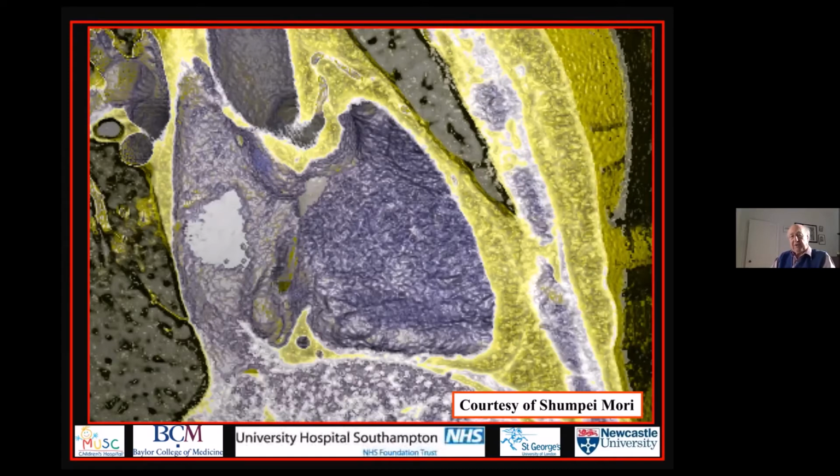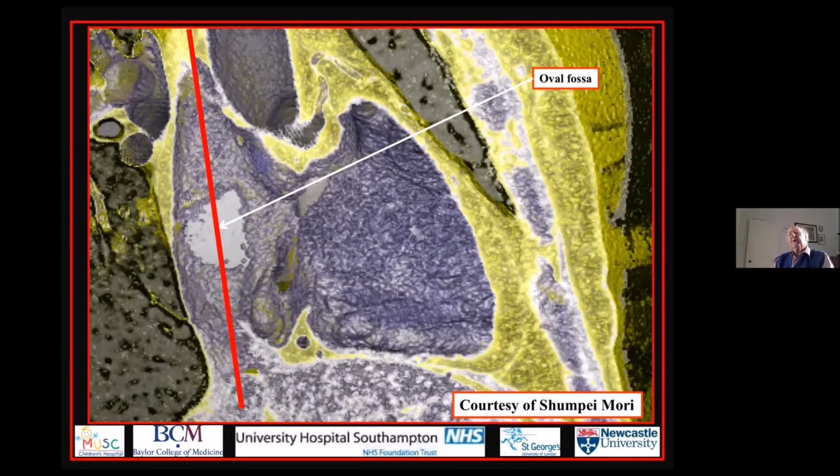So you'll immediately recognize, I hope, that you're seeing here the right side of the heart. And what Shumpei has done, he has sliced off the parietal walls so that you can see the septal surfaces. So there you see the focus of our attention, the oval fossa. And that is where we find true septal defects.